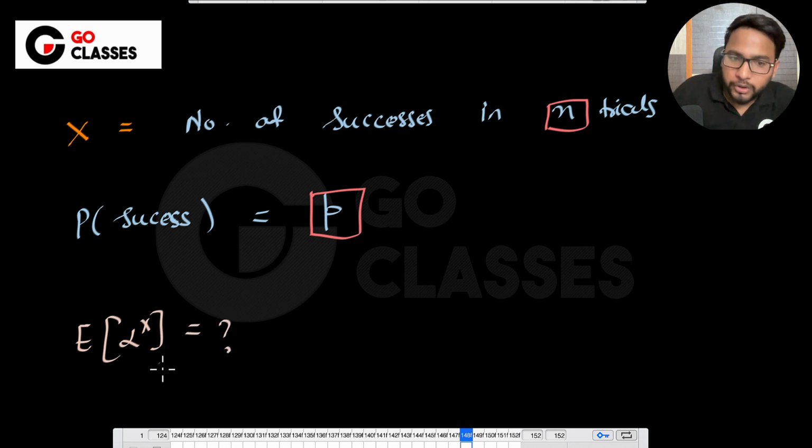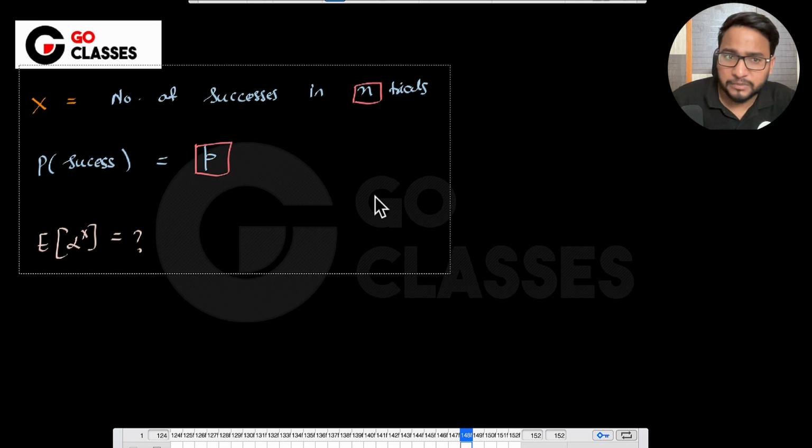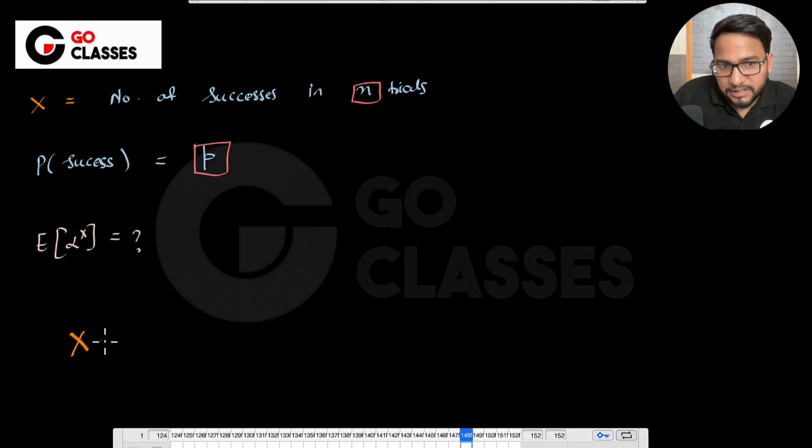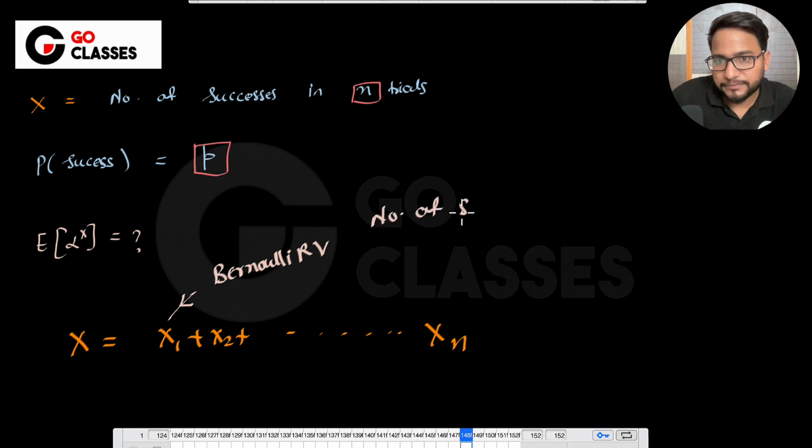Cool. Now do you recall that we can write this capital X, which is a random variable, as a summation of Bernoulli random variables? So I can write this capital X as X1 plus X2 till Xn, where each Xi is a Bernoulli random variable, and X1 is basically measuring the number of successes in the first trial. Actually we have seen all of this in the course, right?